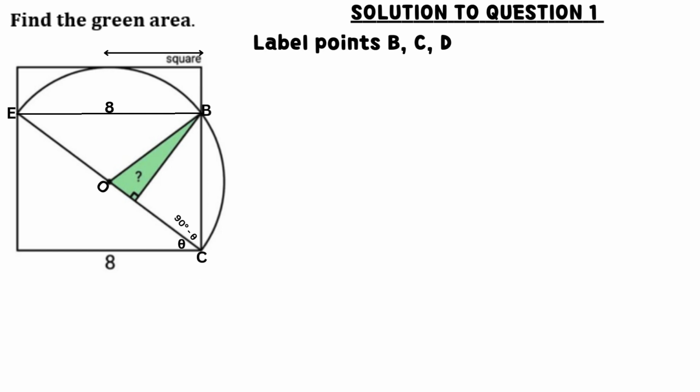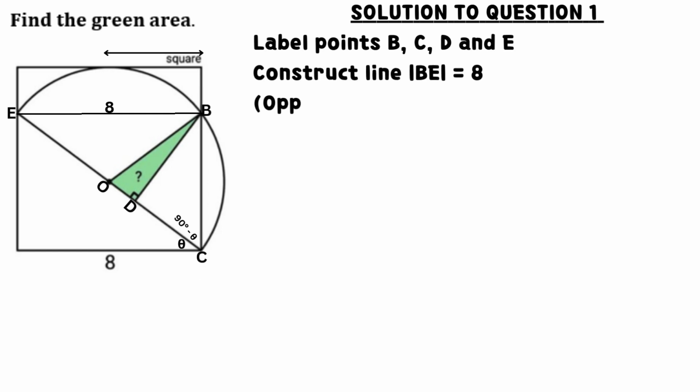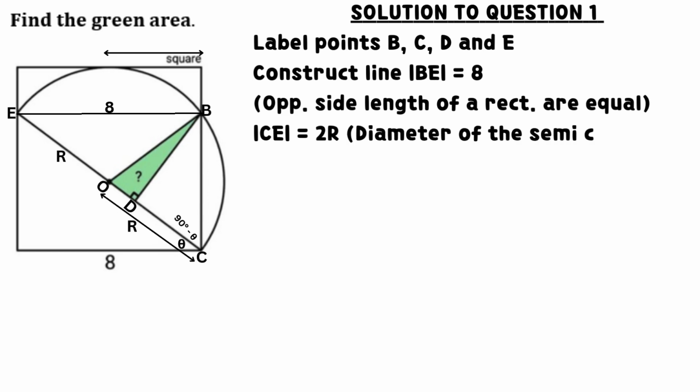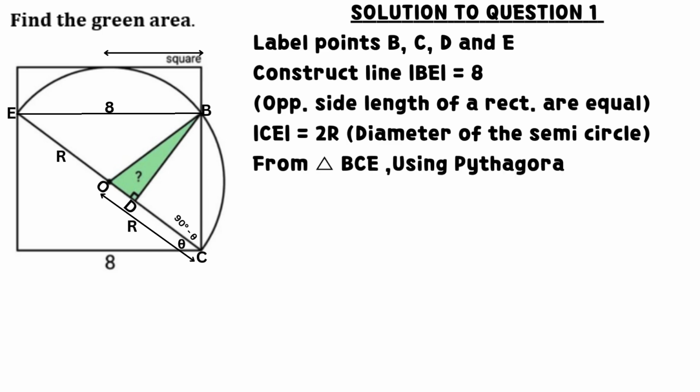Solution to question 1. Label points B, C, D, and E. Construct line BE equals 8. This is because opposite side lengths of a rectangle are equal. Line CE equals 2 times R, which equals the diameter of the semicircle.